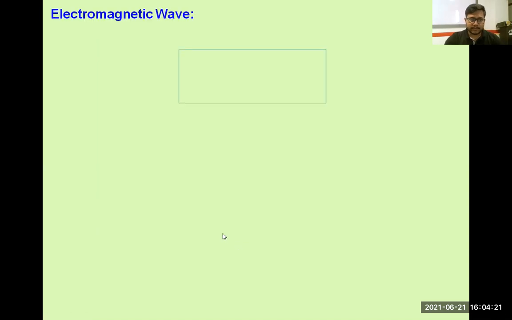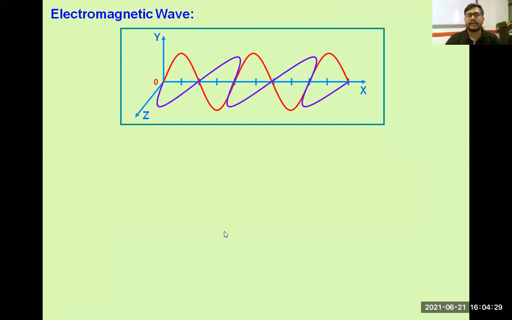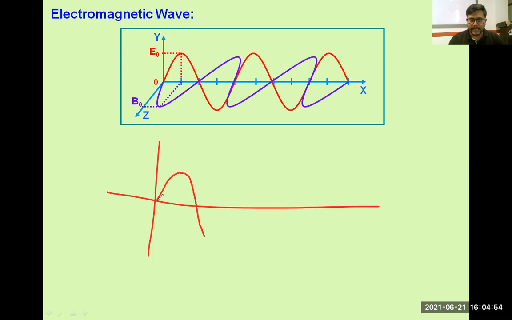So starting from the electromagnetic wave. Basically, an electromagnetic wave is oscillation of electric and magnetic field. From the diagram you can see the electric field is represented by the red colored line and the magnetic field is represented by the blue colored line. If I diagrammatically represent this system, you can see that one wave is present in the xy plane. This is the electric field.